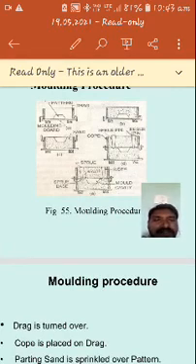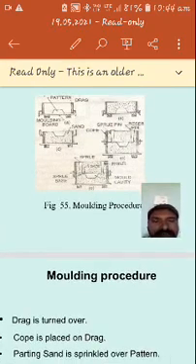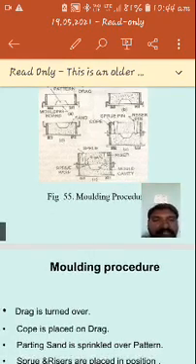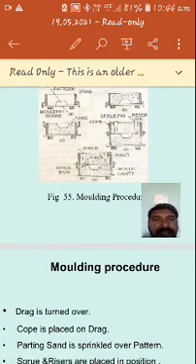Then it becomes tilted in part B. In part C, the molding box is tilted and the pattern comes upside. Over there we can once again use the parting sand to sprinkle over the pattern. If it is a two-piece pattern, the second part is placed over the first part of the pattern.